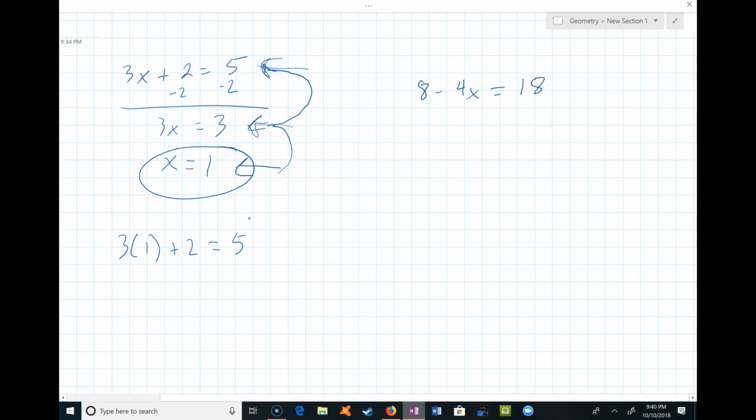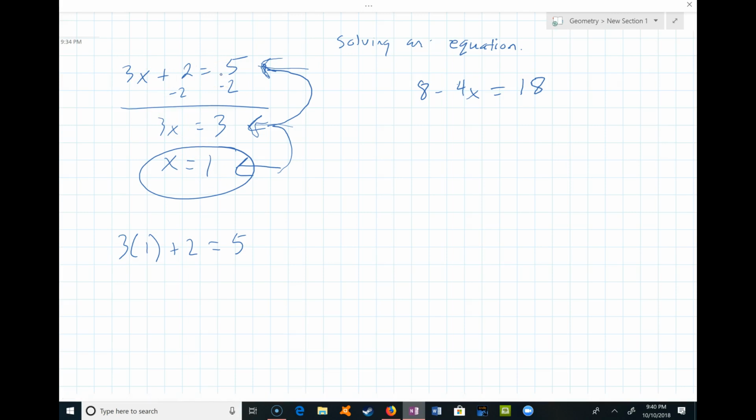Just to remind you, when you're solving an equation, that means that you're looking for a number that you can replace x with that will make the equation true. In this case, we found it. If I plug 1 in for x, it makes the equation true, because 3 plus 2 is equal to 5.